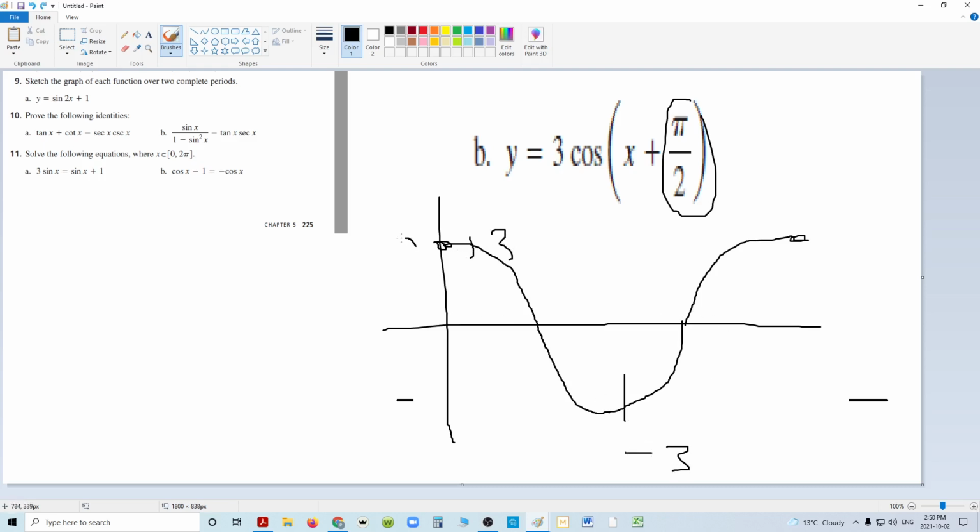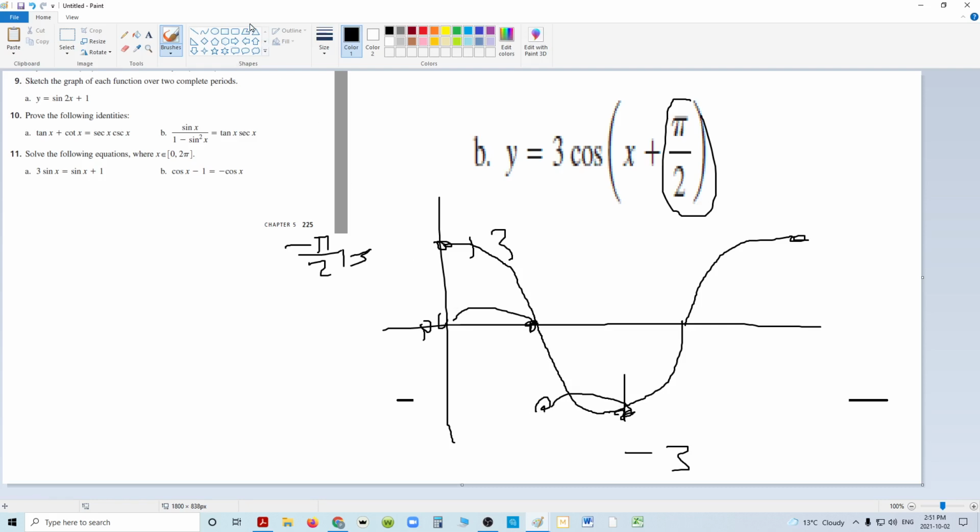But I also know the whole thing goes over here. So while this is normally 0, 3, it's now minus pi over 2, 3. While this is normally pi over 2, 0, it is now 0, 0. This is normally pi, it is now pi over 2.